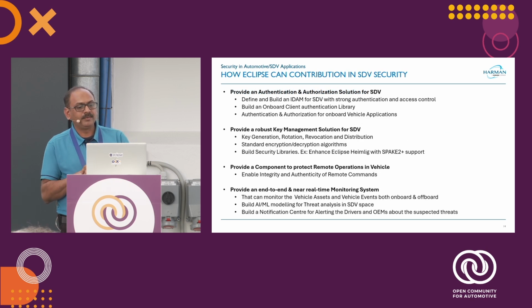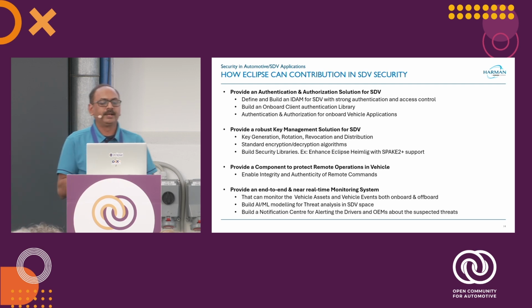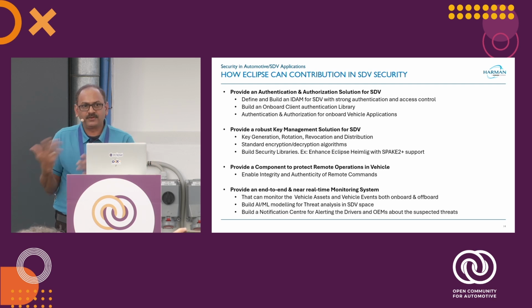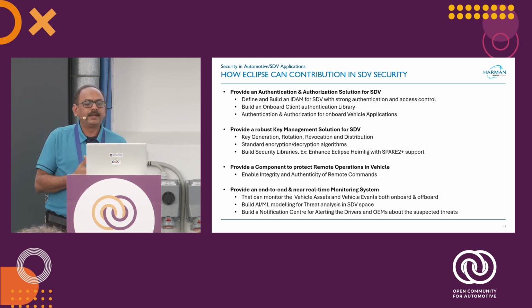And now I'm coming to the opportunities that we need to build in the security area. So first of all, we need to have some kind of authentication and authorization server onboard as well as offboard. Offboard we already have lots of IDAM servers available, and they are capable of authenticating the users in multiple ways. But if we want similar security for authentication and authorization in the vehicle, we need to come up with a similar kind of IDAM, but very lightweight, and capable of allowing the vehicle users and the vehicle applications to communicate with each other.